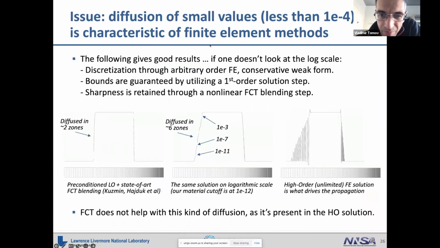Now, one problem is that when you remap, let's say you remap to this mesh and you get this solution, and you look at it, say, okay, it's diffused in 2 zones, it looks okay.